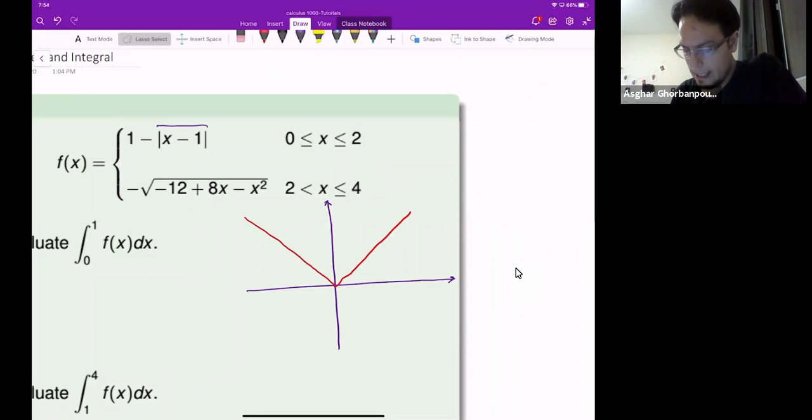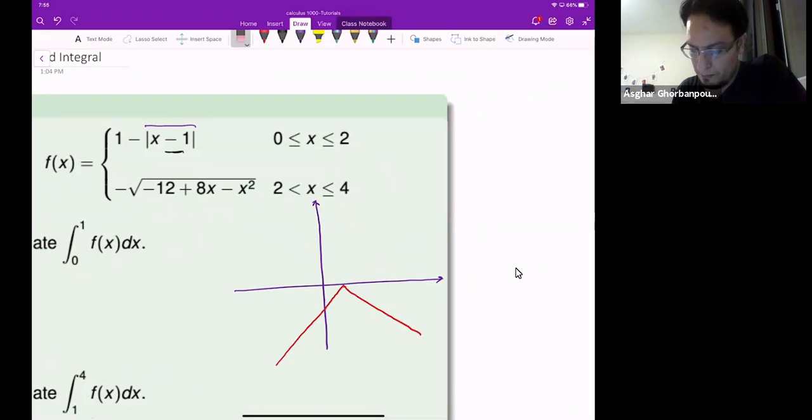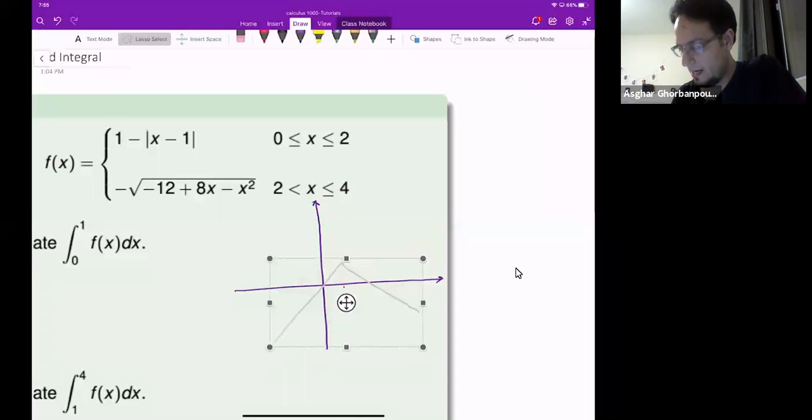And then this x minus 1 means that we have to shift it 1 unit to the right. Then there is a minus sign here. That means that we have to find its reflection about the x-axis. And then there's plus 1 there, and plus 1 means that you have to shift it 1 unit up. So if I shift that 1 unit up, this will be what we have.